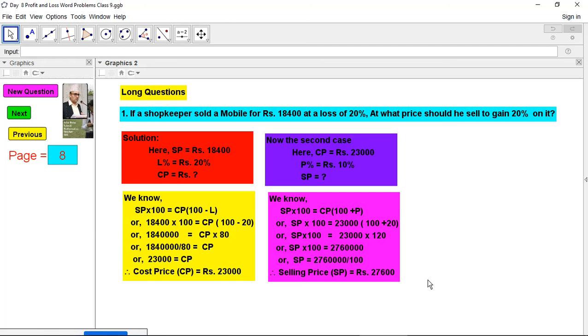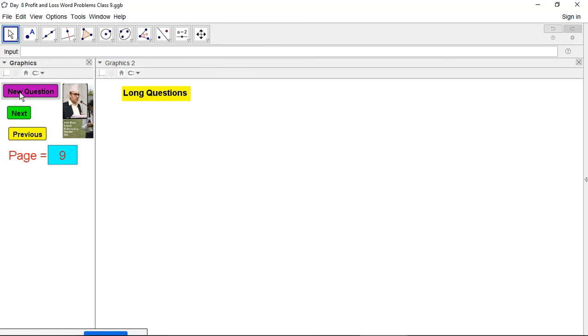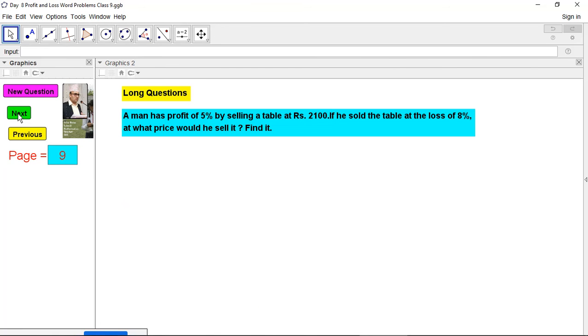So 27,600. According to 10%, what will be the answer there, students? 23,000 plus 10% of 23,000. Can you find 23,000 into 1.10? 25,300. You got the right answer, dear students. No problem for your previous answer. Thank you so much. Now you have to move to the next part, dear students.